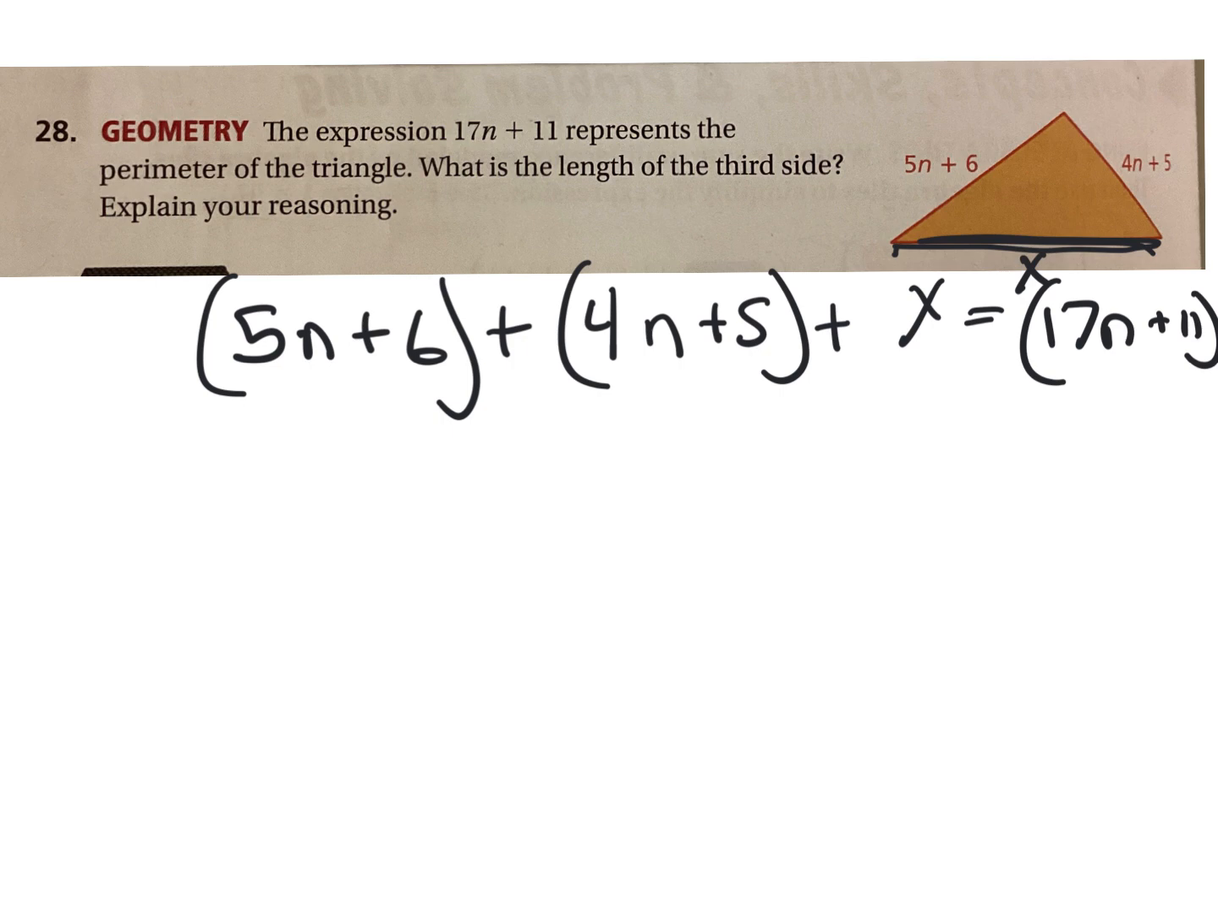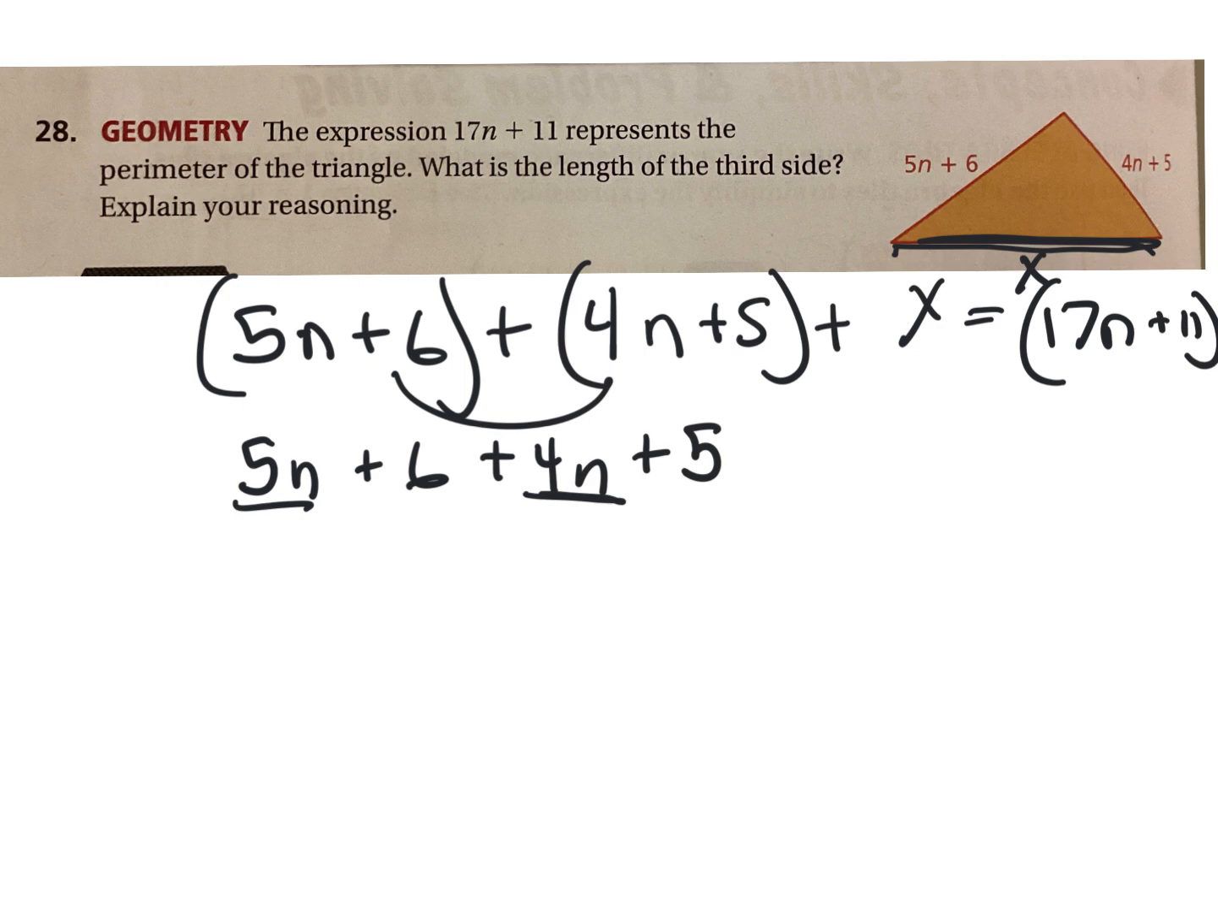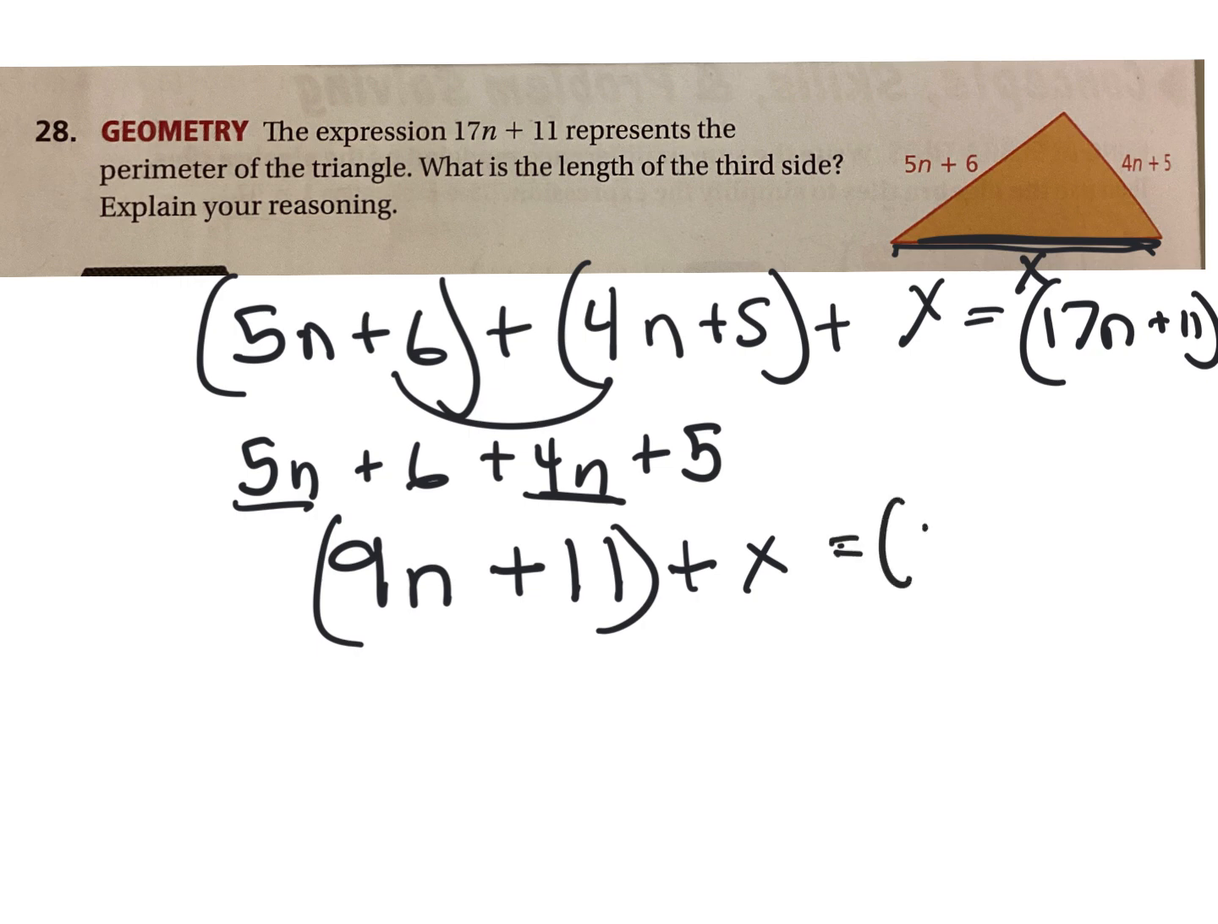So let's put these two together. There's nothing I can do in the parentheses, but I can do 5n plus 6 plus 4n plus 5. So I put my variables together. 4n plus 5n is 9n, plus 6 and 5 together is 11. And then I'm going to add that to something, and that's going to get me the 17n plus 11.